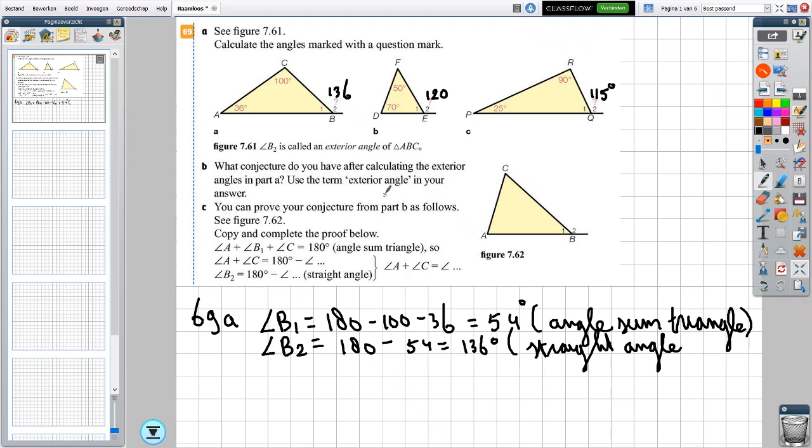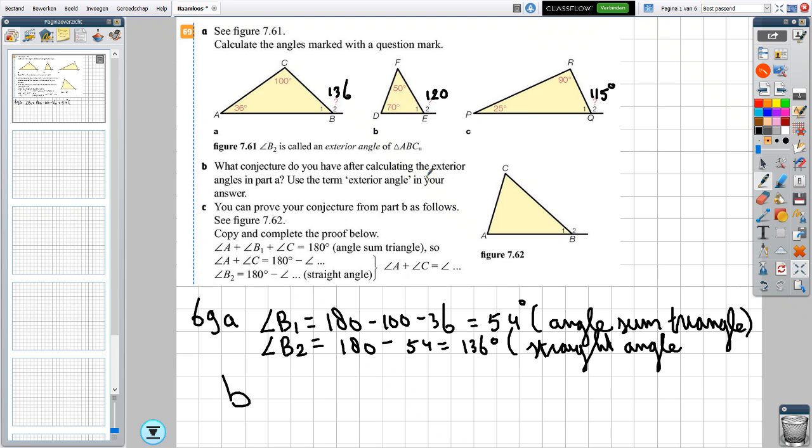What conjecture do you have after calculating the exterior angles in part A? What is an exterior angle? They give it to you here. In Dutch they call that the buitenhoek. So you have the angle inside of your triangle, and then B2 is the part outside of your triangle. They call that the exterior angle, the buitenhoek. So, welk vermoeden, what conjecture, do you have after calculating the exterior angles in part A? Use the term exterior angles in your answer.